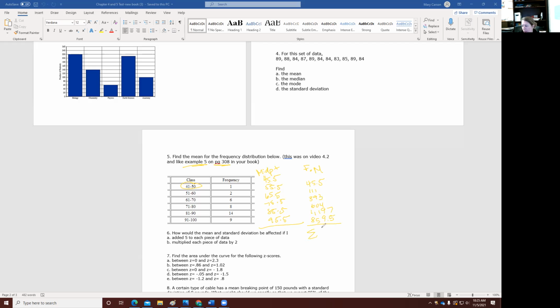The next step was to find the sum of these. So add all these up in the calculator. You would get 3,210. And you also have to find the sum of the frequency. So add all these up and you would get 40. The last step is to take the sum of the frequency times the midpoint, which is 3,210, and divide it by 40. And what you would end up getting is 80.25, which is the mean.